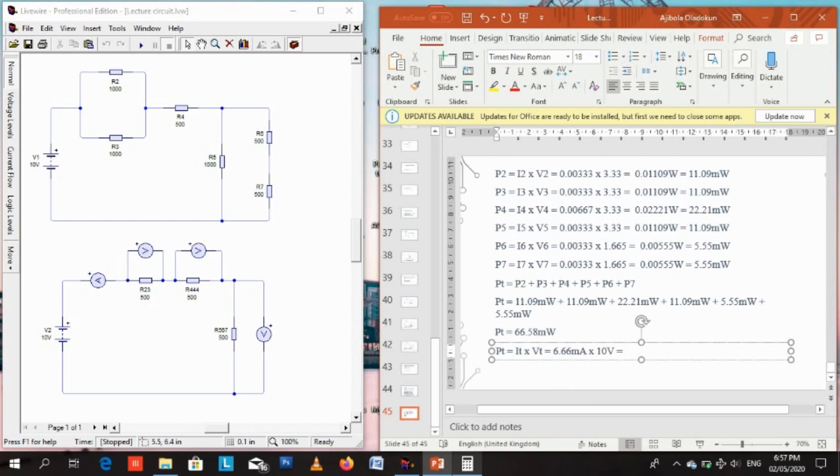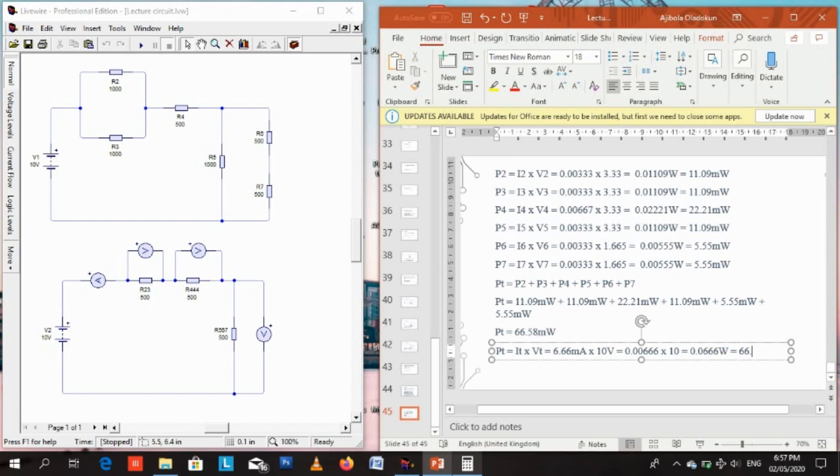So total current is 6.66 milliamperes and total voltage is 10 volts. If you look at the diagram, if you multiply total current IT by total voltage VT, that's 0.00666 multiplied by 10, and that should give us 0.0666 watts, which is equal to 66.6 milliwatts, if I'm right. If we shift the decimal point to the right 3 times, yeah, I'm right.